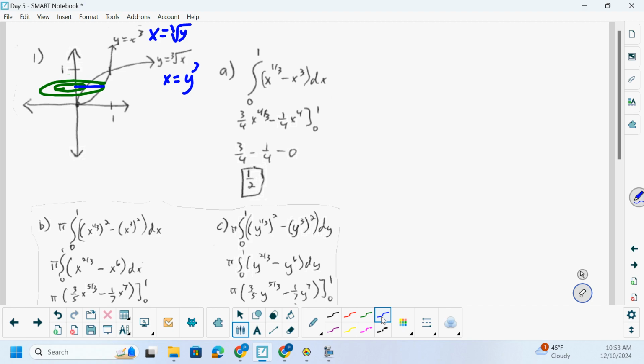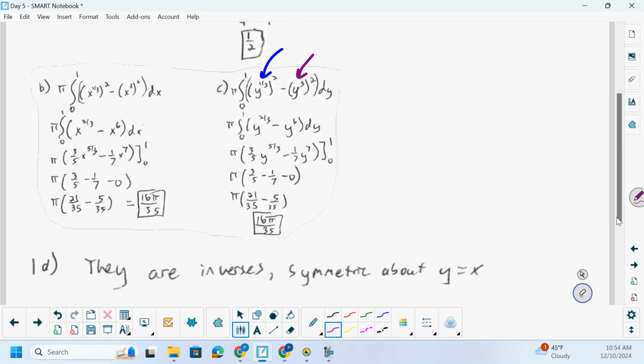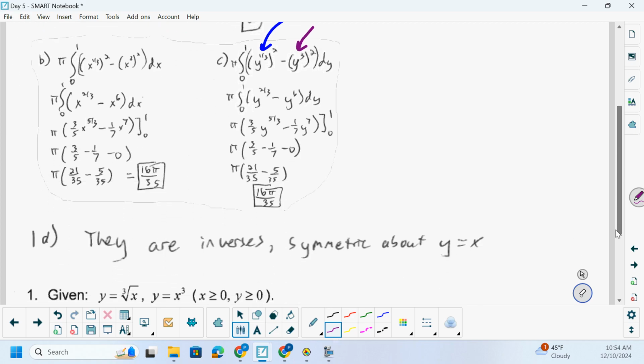So our right edge will have cube root of y minus the left edge of 0. So that gives us our outer radius. Then our inner radius, the right edge is y cubed minus 0. So that gives us our inner radius in our setup. Y value bounds were still 0 to 1. Do your antiderivative, sub in, we get the exact same thing. Now the reason they were exactly the same is our region is symmetric about that line y equals x.